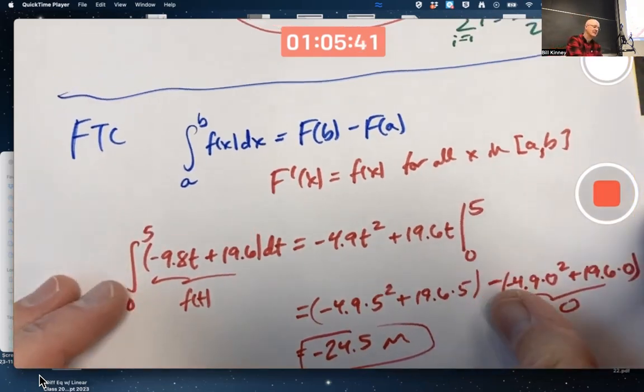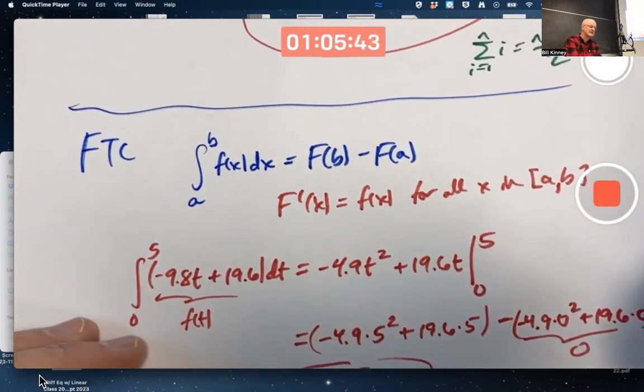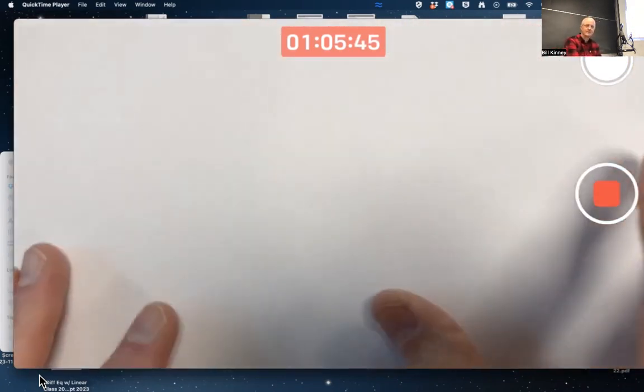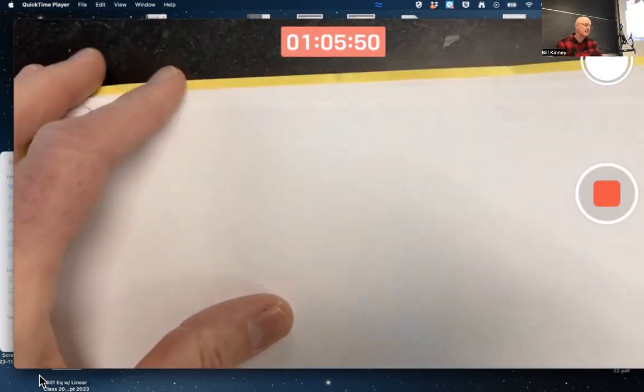Okay. So it's still true. It's a theorem. It's still true, but it's just not helpful in some circumstances. Though it is plenty helpful in many circumstances.